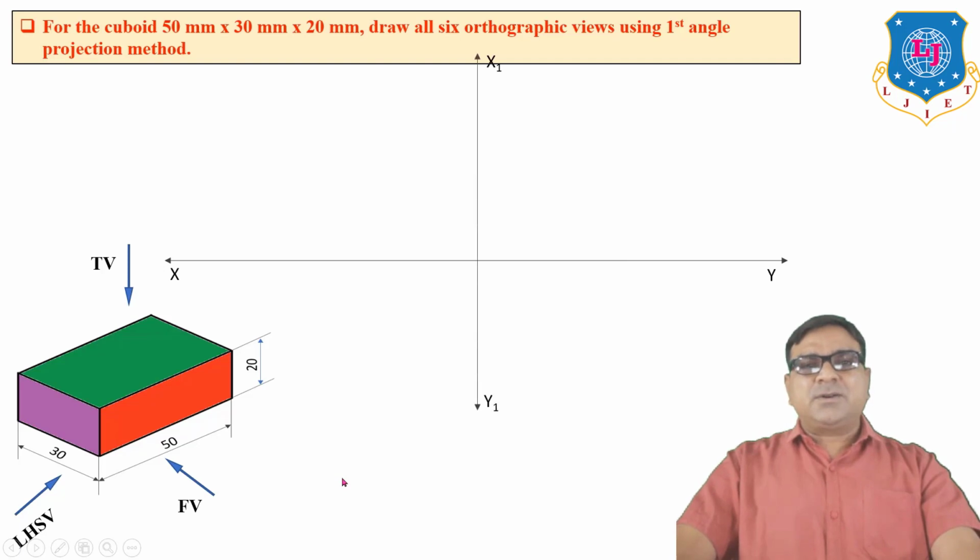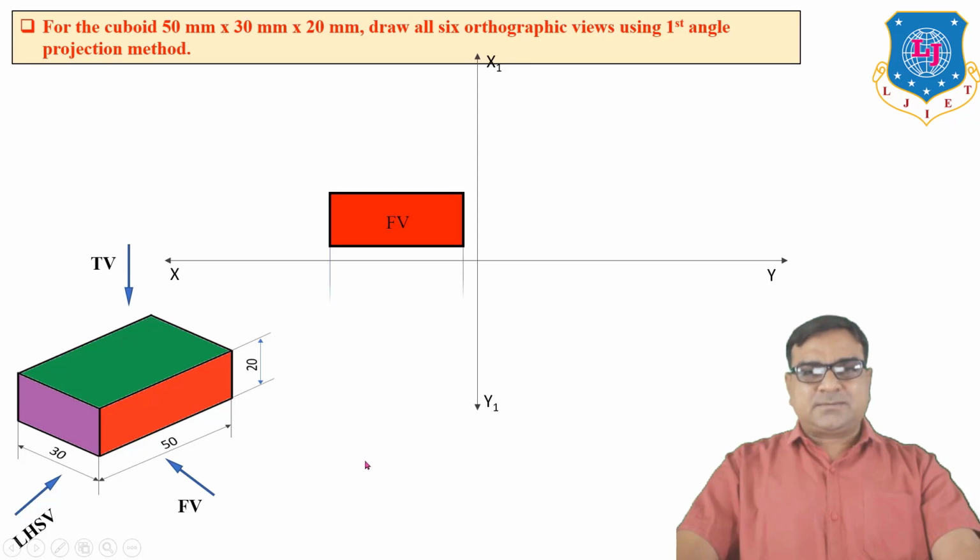Now how do we start the problem for any orthographic projection? First of all, we have to find out the overall length, width and height. It's 50, 30 and 20. So the front view always represents the length of the object and the height of the object. Because we are using the first angle projection method, our front view is located above the XY line.